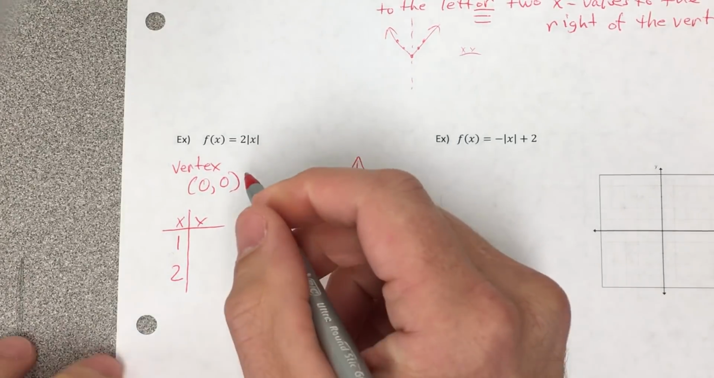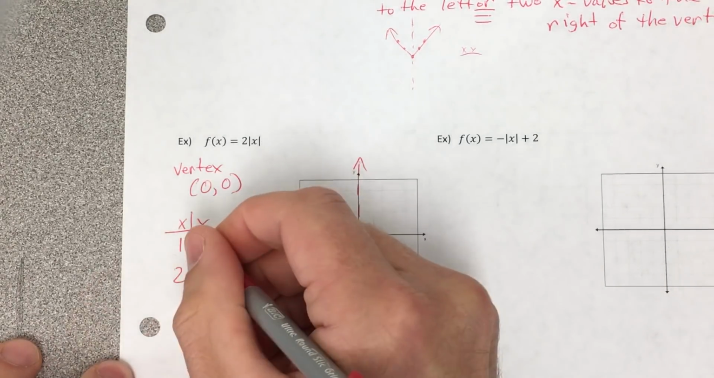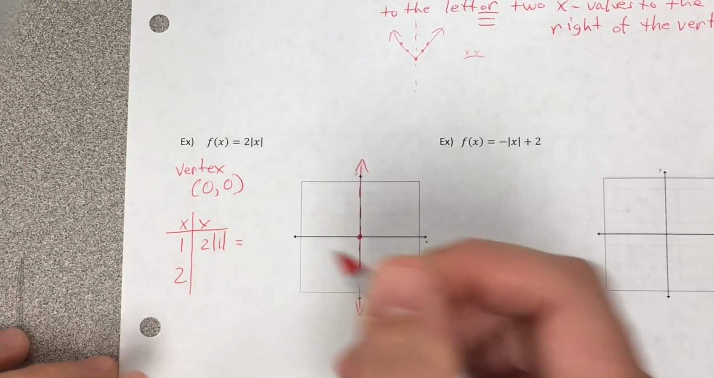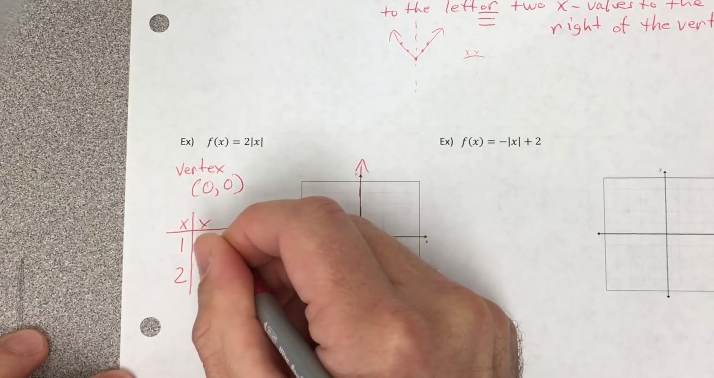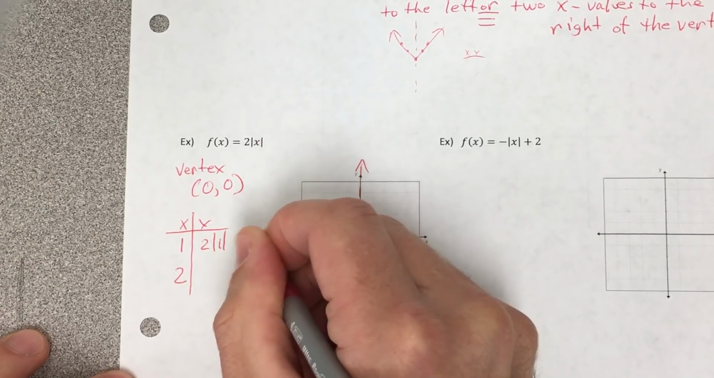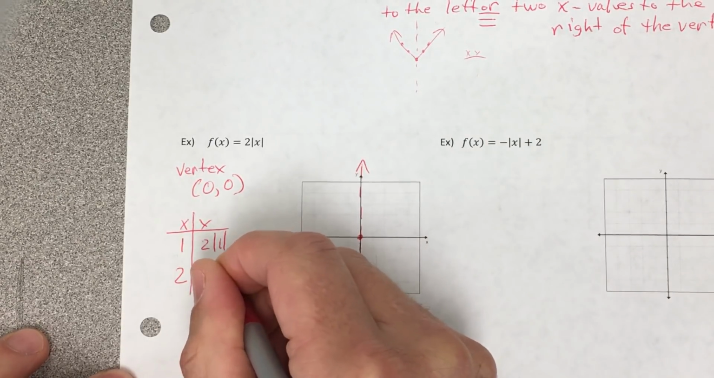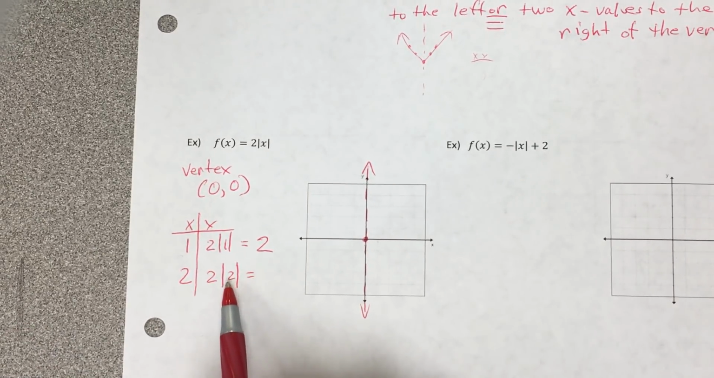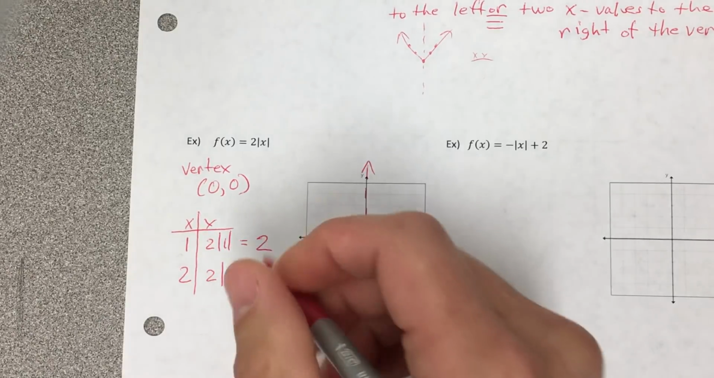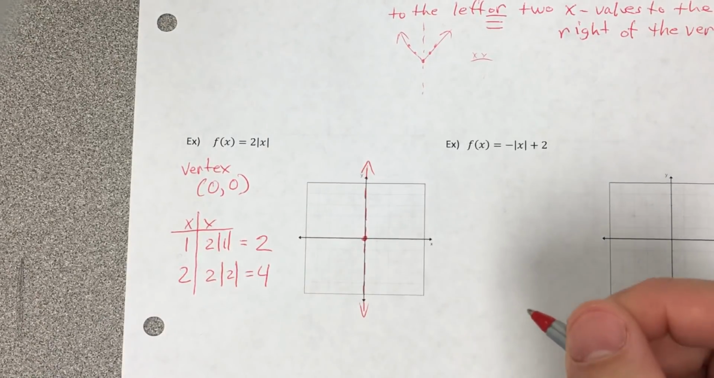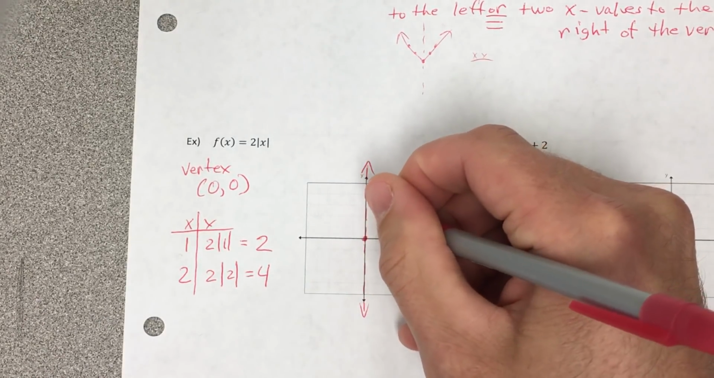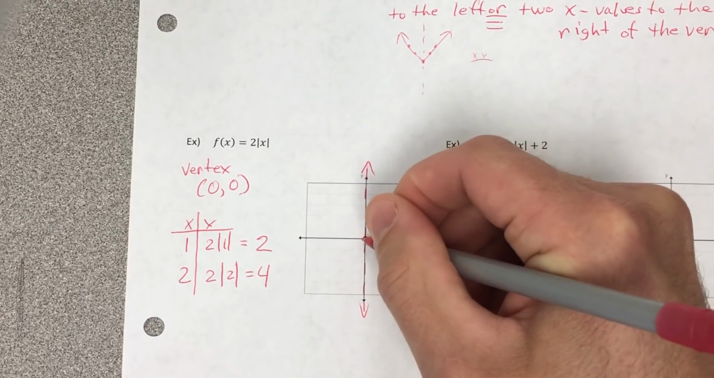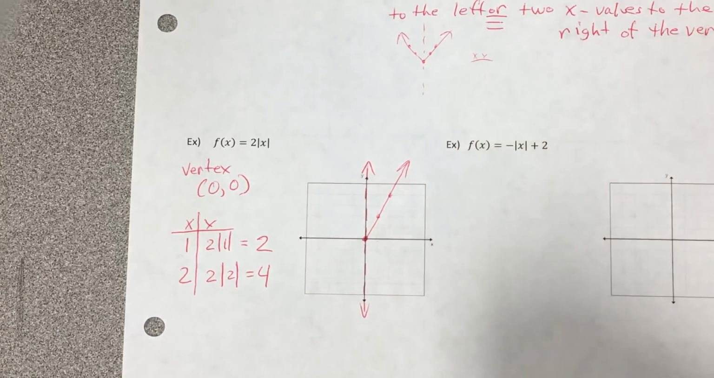And then we evaluate for the y values. So it's going to be 2 times the absolute value of 1. The absolute value of 1 is 1, 1 times 2 is 2. 2 times the absolute value of 2. Well, the absolute value of 2 is 2, times 2 is 4. So we go 1, 2, 2, 4, and that gives us half of our graph.